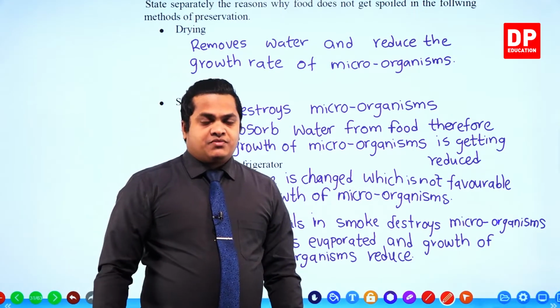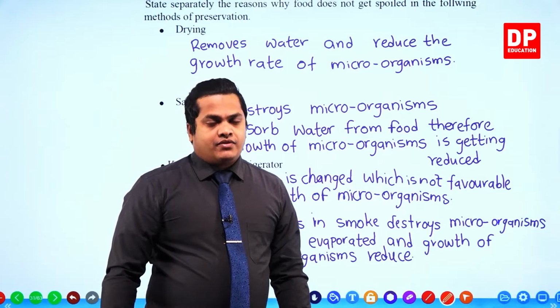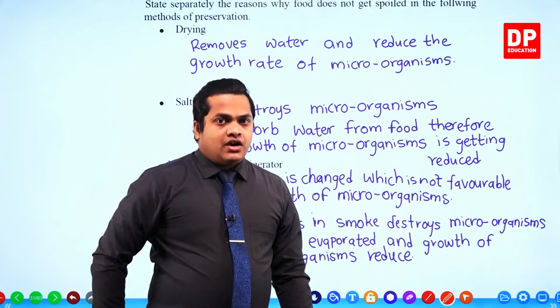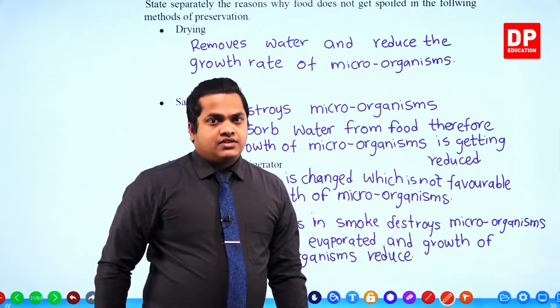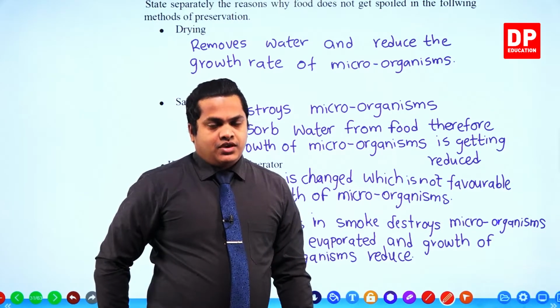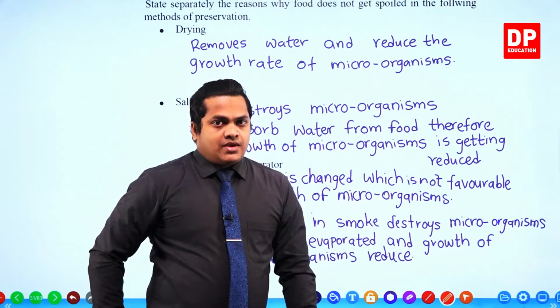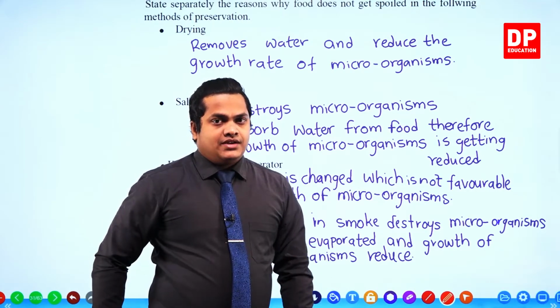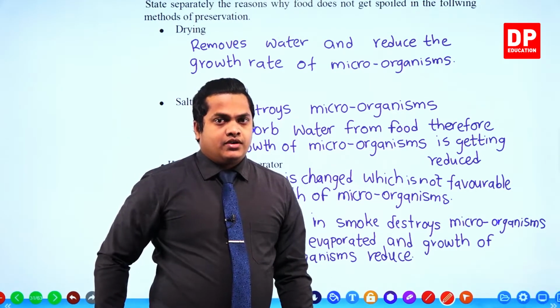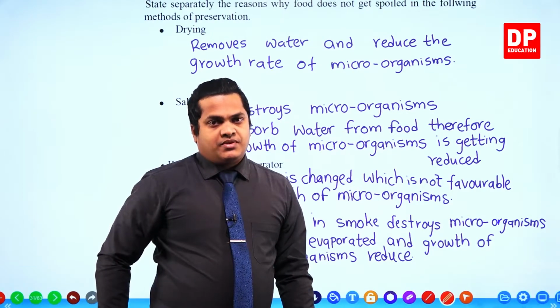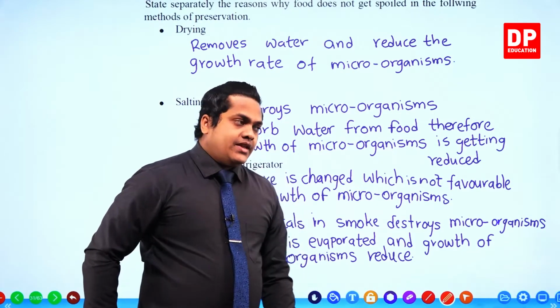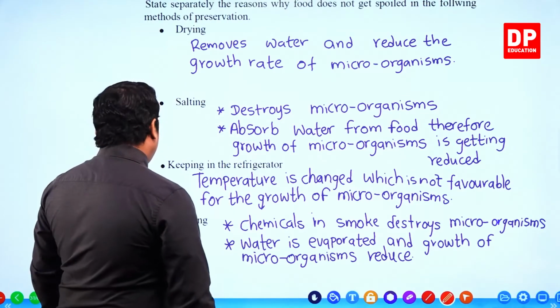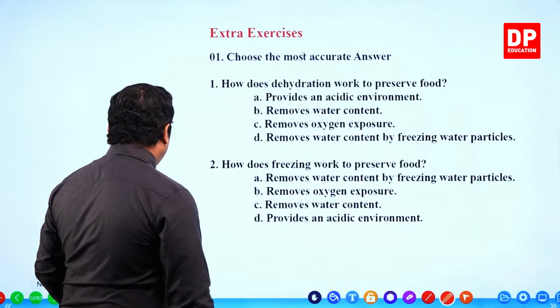So when smoking, water is getting evaporated from the food item. Therefore, the growth of microorganisms is getting reduced. Okay. So these are the two steps or the two things that can be identified upon smoking. The two reasons of the preservation. Right then. So let's move on with the next question.